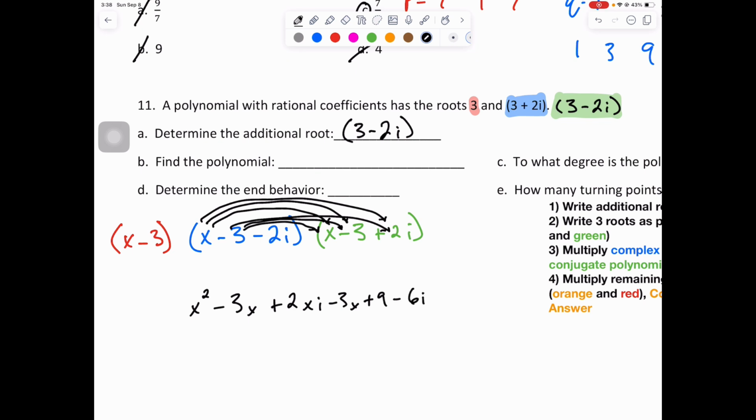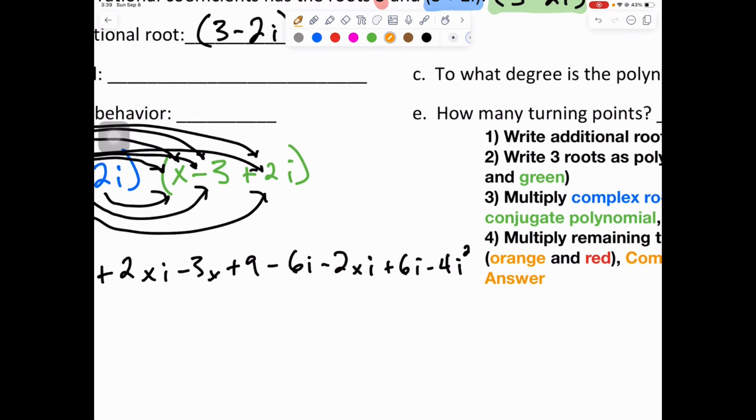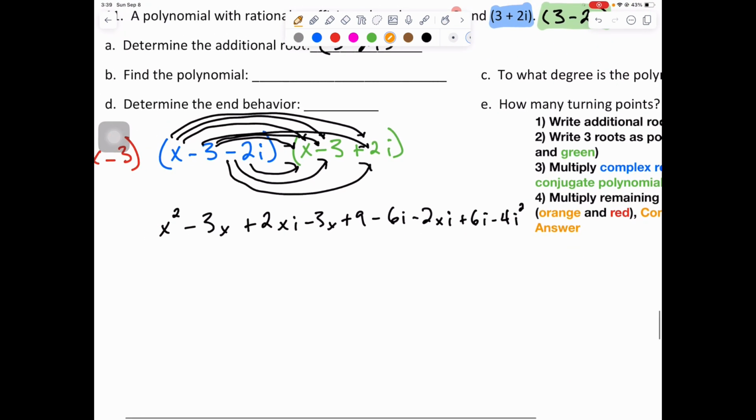All right, then we will go under the c. Negative 2i times x will be minus 2xi. Negative 2i times negative 3 will be plus 6i. And negative 2i times 2i will give us negative 4i squared. Oh my goodness, yes, my writing became a little bit small there because now we have to combine like terms. What? Yes, it's okay. We will work through it.